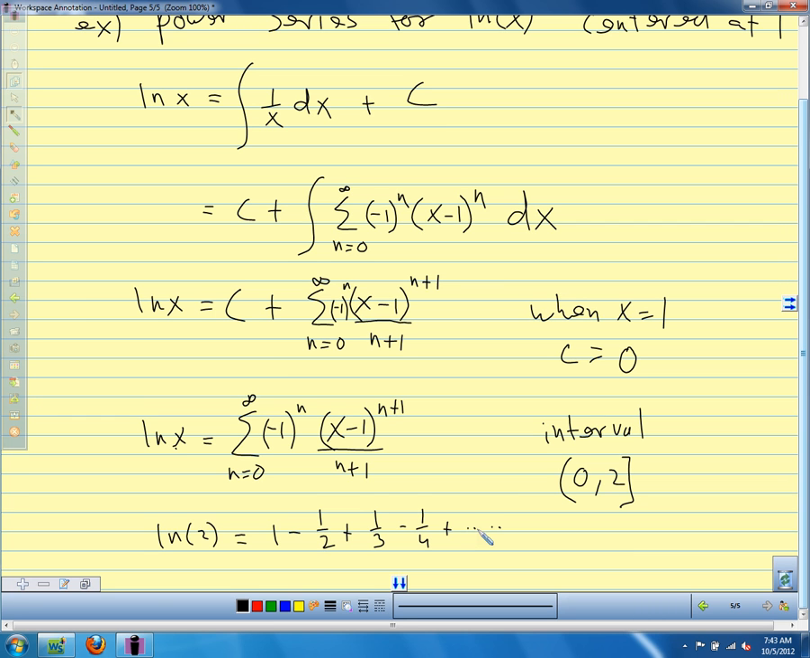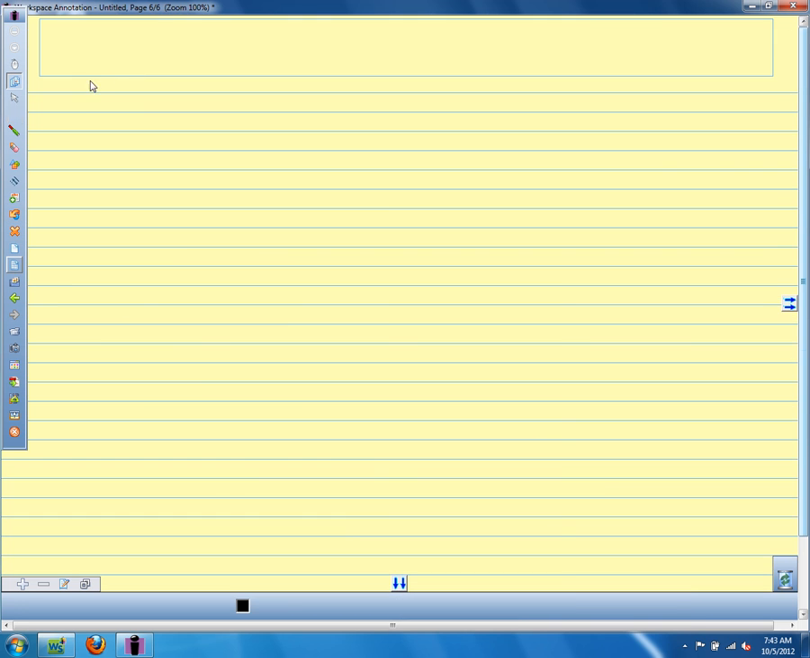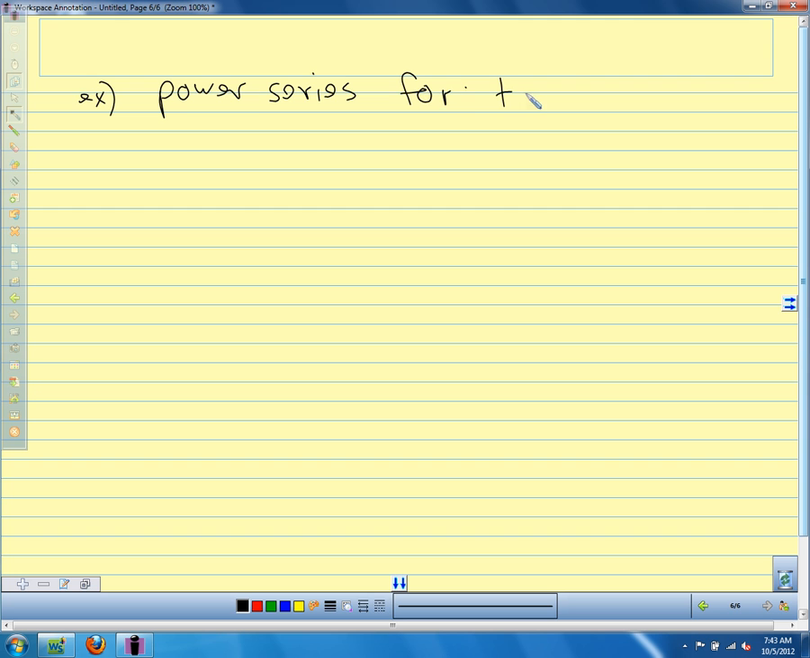Questions on how we did that? So let's do one more example, and this one's a little more complicated, but kind of shows the power of using this approach a little more strongly. Let's find a power series for the inverse tangent of x centered at 0.